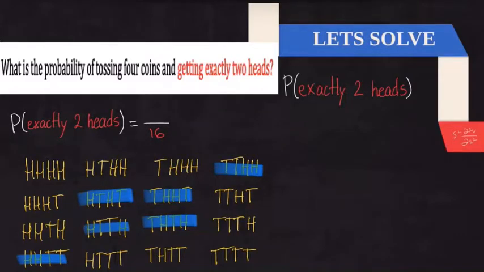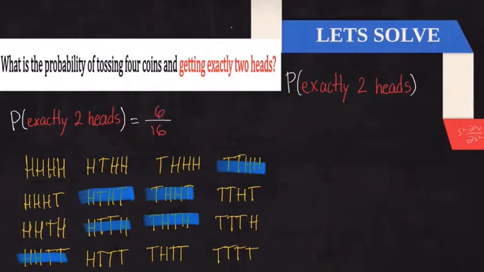So if we count them, we have 1, 2, 3, 4, 5, and 6 of the possibilities have exactly 2 heads. So 6 of the 16 equally likely possibilities have 2 heads. The probability of getting exactly 2 heads equals 6 over 16. So we have a 3 over 8 chance of getting exactly 2 heads.